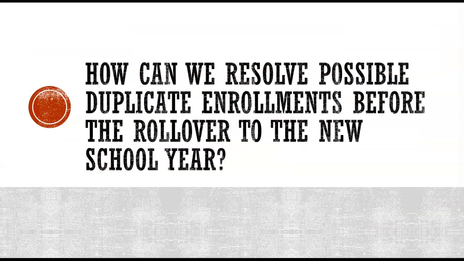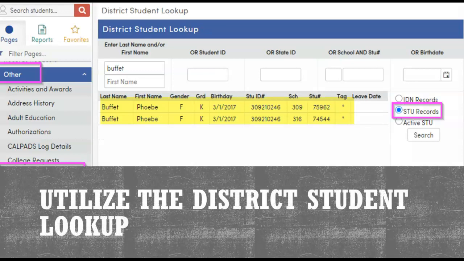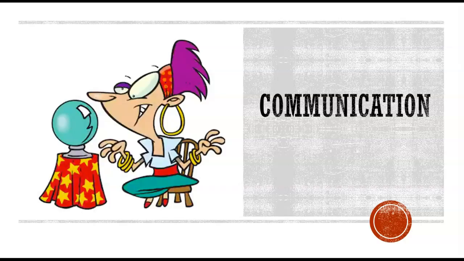How can we resolve possible duplicate enrollments before the rollover to the new school year? Well, our first step is always to utilize the district student lookup. From here, you can see that Phoebe is already pre-enrolled in school 309 and 306. If Phoebe is now going to be attending Eagle Canyon, we should make sure that school 309 and 316 are aware of the new transfer. With that being said, it's all about communication.